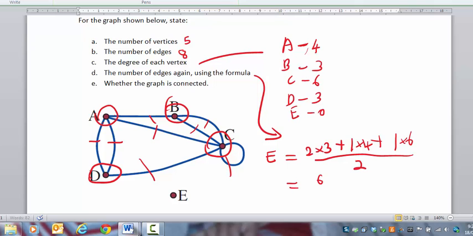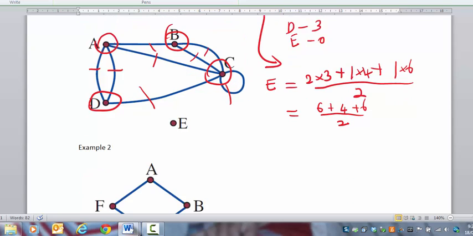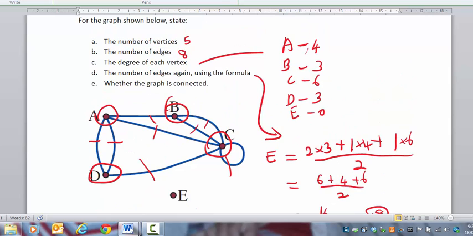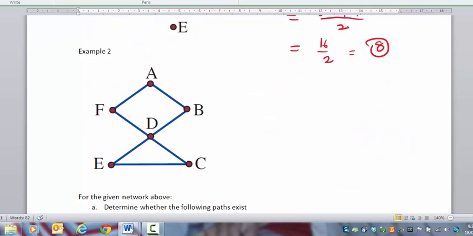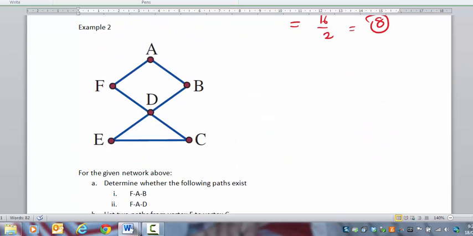So 2 times 3 is 6, plus 4 plus 6 all over 2. I'll just scroll down a little. 6 plus 4 is 10, plus 6 is 16 over 2. And that, of course, equals 8. And that directly matches up with what I found in question B, which is by a manual count. I also found that the number of edges is 8. The last question asked whether the graph was connected or not, and of course it's not, because E is an isolated vertex.